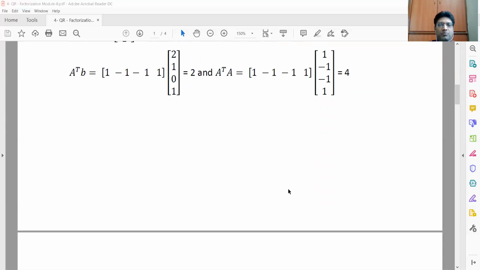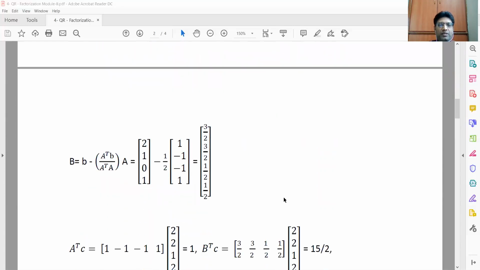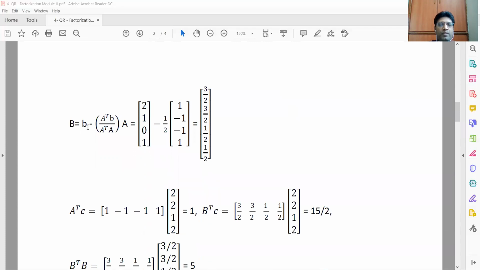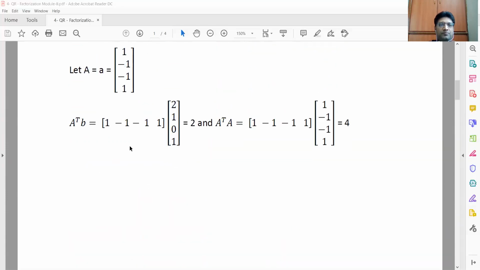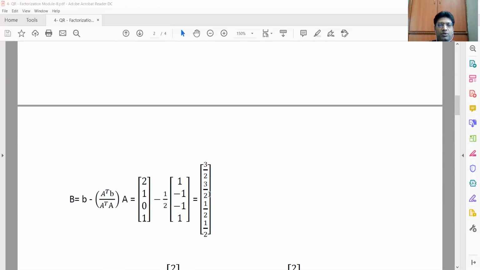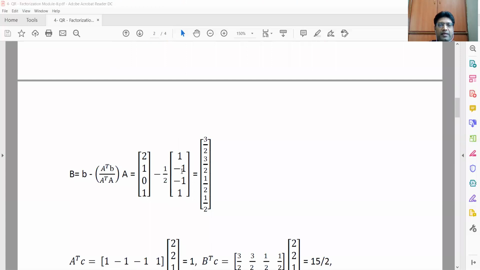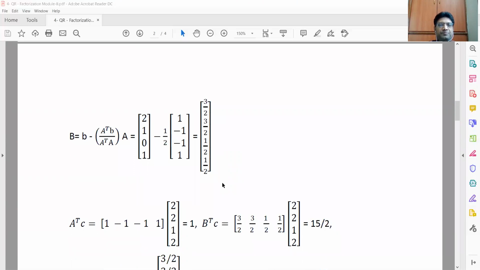Now using the Gram-Schmidt process, I am applying the formula B equals B minus A transpose B by A transpose A times A. Here we calculated A transpose B is 2 and A transpose A is 4. So 2 by 4 is 1 by 2, and A is this one. If you simplify this, 2 minus 1 by 2 is 4 minus 1 by 2, which is 3 by 2. So this is the matrix.